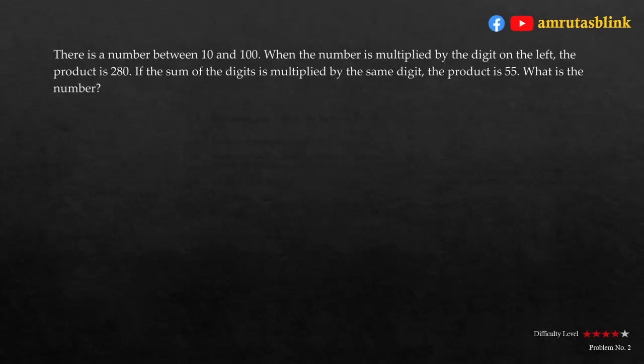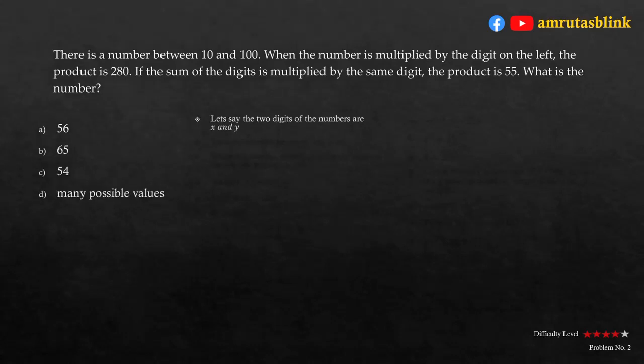Let's move to the second problem of the video. There is a number between 10 and 100. When the number is multiplied by the digit on the left, the product is 280. If the sum of the digits is multiplied by the same digit, then the product is 55. What is the number? 56, 65, 54, and many possible values.